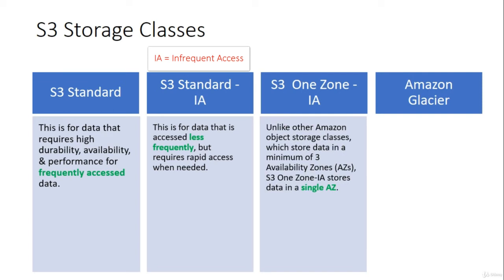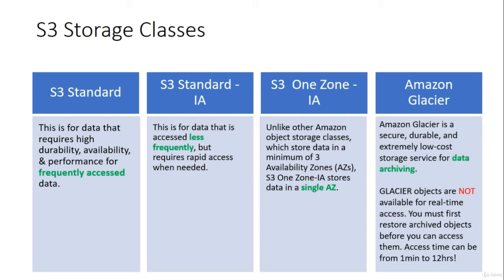S3 one zone IA is similar to standard IA, but standard IA will store your data in a minimum of 3 availability zones, while one zone IA will store your data only in a single availability zone. That is a single data center, if you want to think in a simple way.